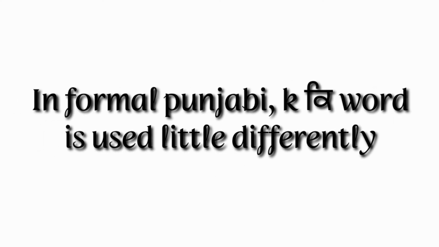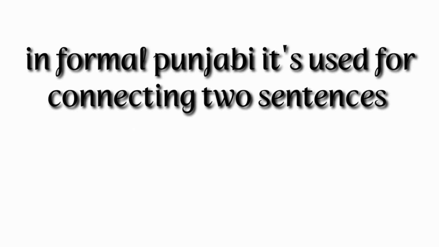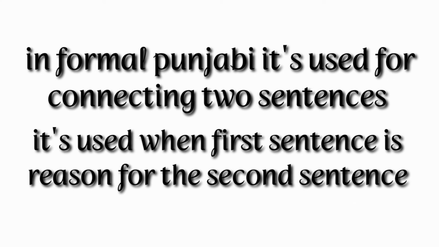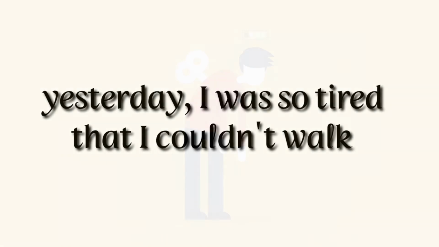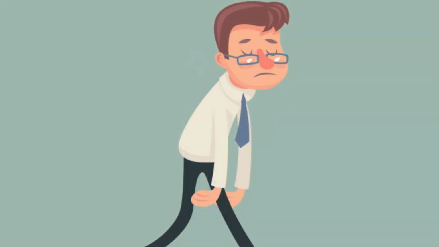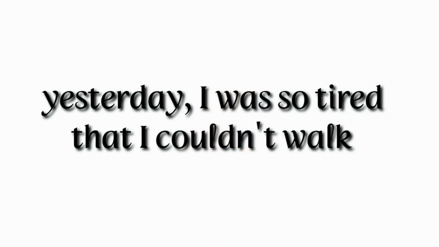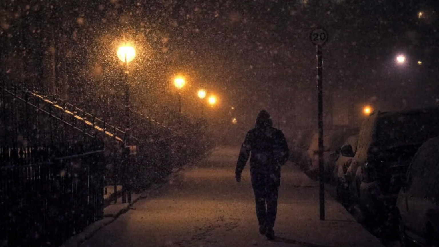So in formal language, mostly what you see in the books, the K word is used a little differently. In formal Punjabi, it is used for connecting two sentences. It is used when the first sentence is the reason for the second sentence. For example, if I say, yesterday I was so tired that I couldn't walk. So in the first sentence, I was so tired, so because of that, I couldn't walk. Another example, that was so dark that I couldn't see anything. So in Punjabi, when we use these kind of sentences, we use K.